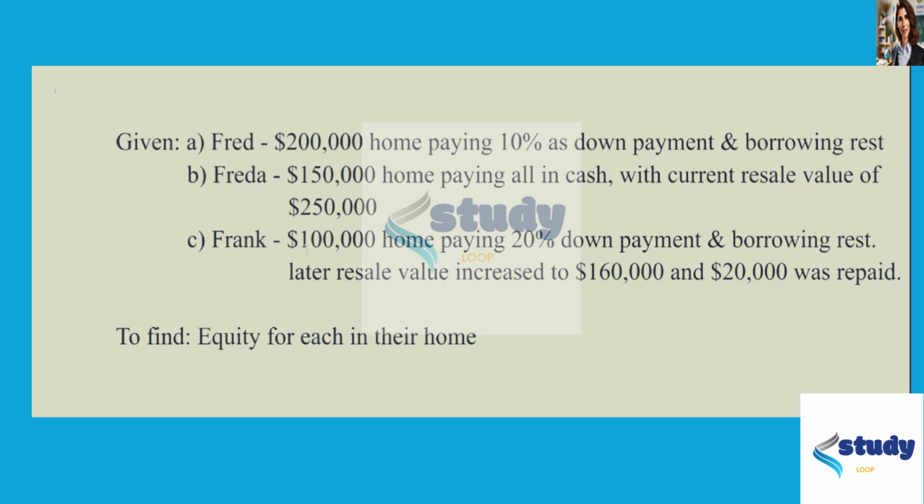And then lastly, we have Frank, who's bought his home for $100,000 by paying 20% in down payment and borrowing the rest from the bank. However, later, his home's resale value has increased to $160,000, and he has also repaid $20,000 that he had borrowed.